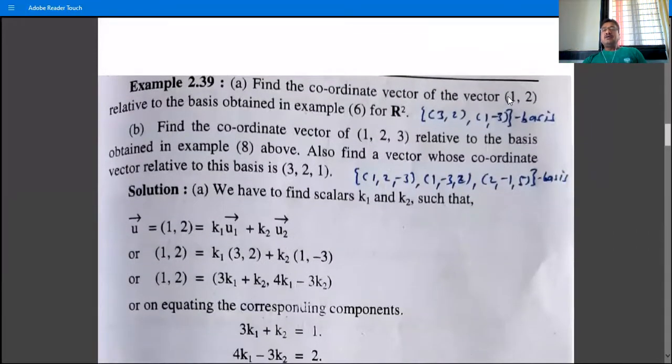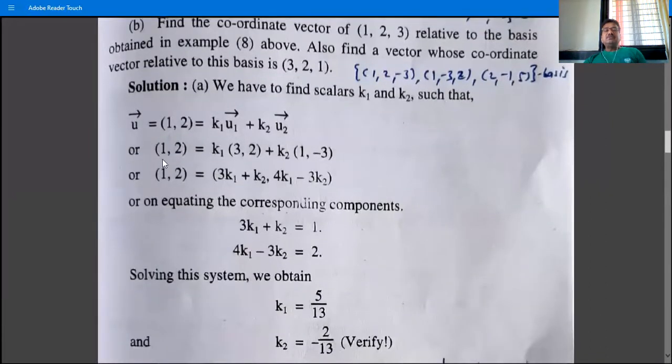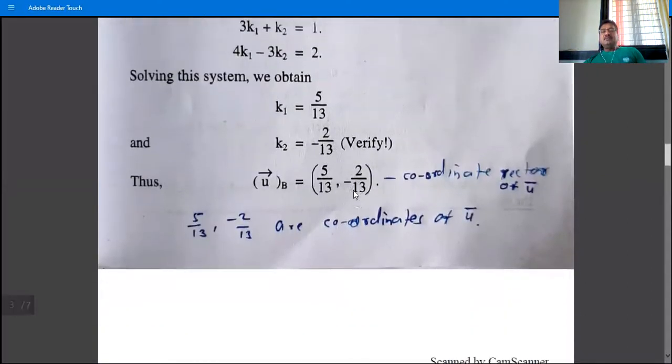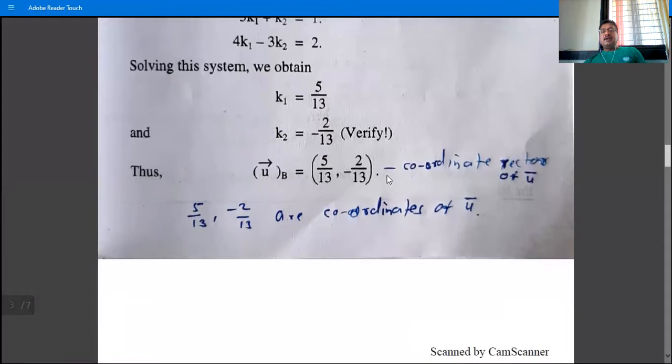So find the coordinate of this 1 2 relative to this basis 3 2 1 minus 3. We have to express this 1 2 as a linear combination of these two vectors. So let k1 and k2 be scalars such that u bar is k1 u1 plus k2 u2. Substitute the values of u bar, u1, u2 and find the values of k1 and k2. We have these values of k1 and k2, and therefore the coordinate vector of u bar is, in round brackets, 5 by 13 comma minus 2 by 13, and these 5 by 13 and minus 2 by 13 are called the coordinates of u bar.